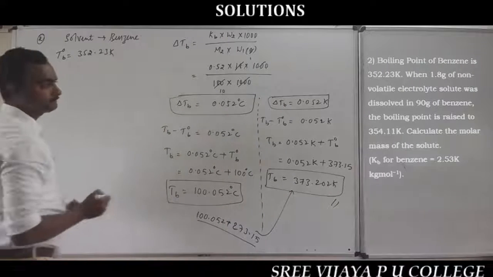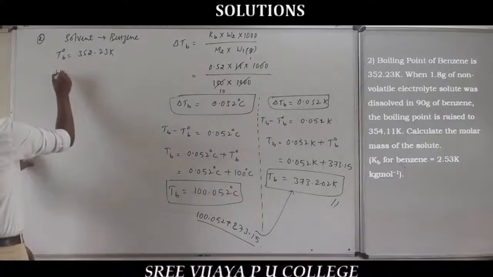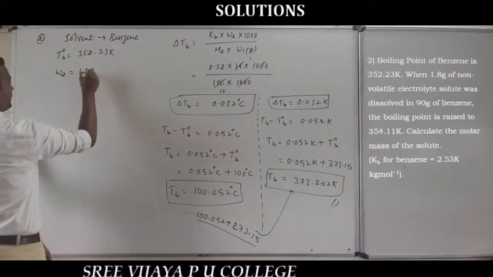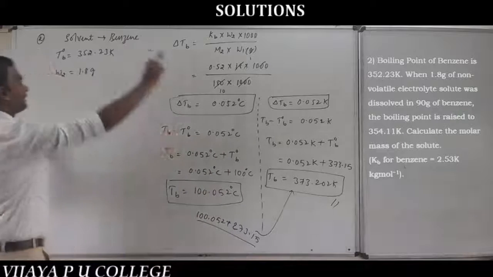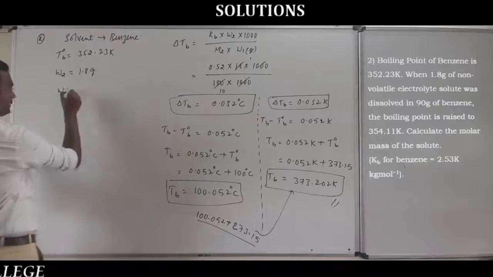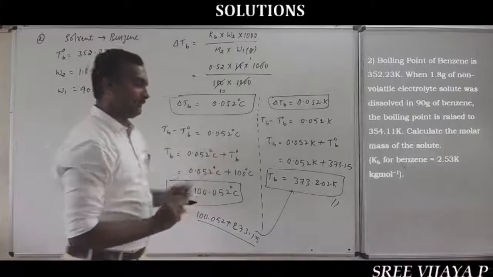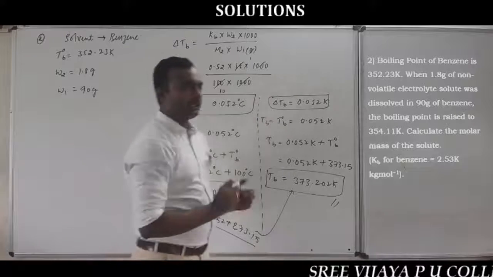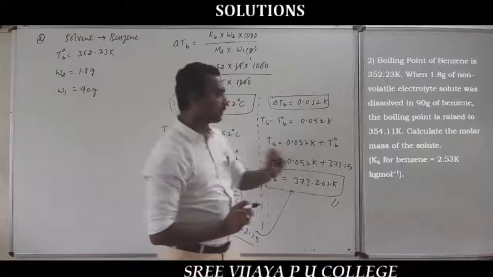352.23 Kelvin. When 1.8 gram of the non-volatile electrolyte, that is mass of solute is equal to 1.8 gram, was dissolved in 90 gram of benzene. Here the benzene is a solvent. 90 gram of benzene is nothing but mass of solvent, that is W1 is equal to 90 gram. The boiling point raised. So already we said in the elevation of boiling point, when the solute is added to the solvent, definitely the boiling point is elevated.